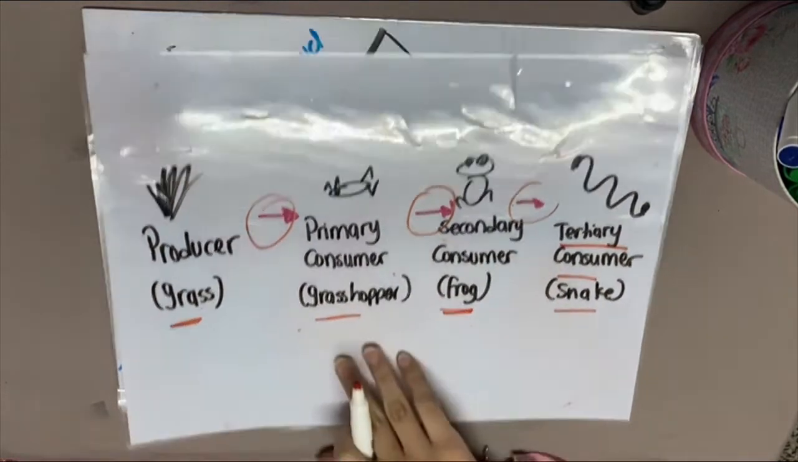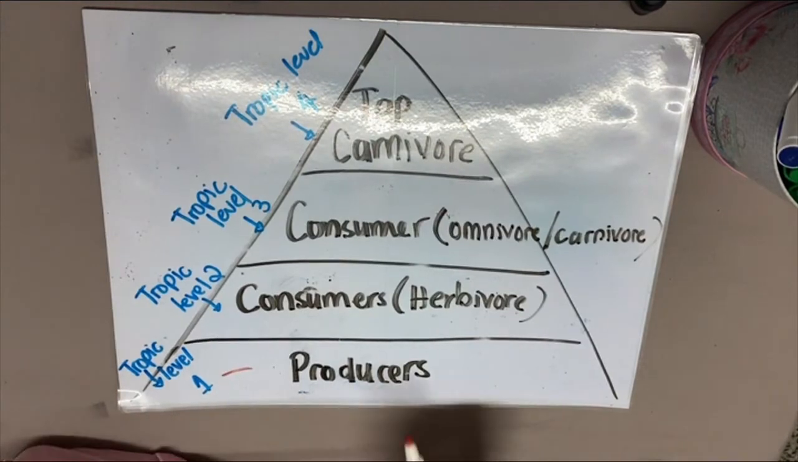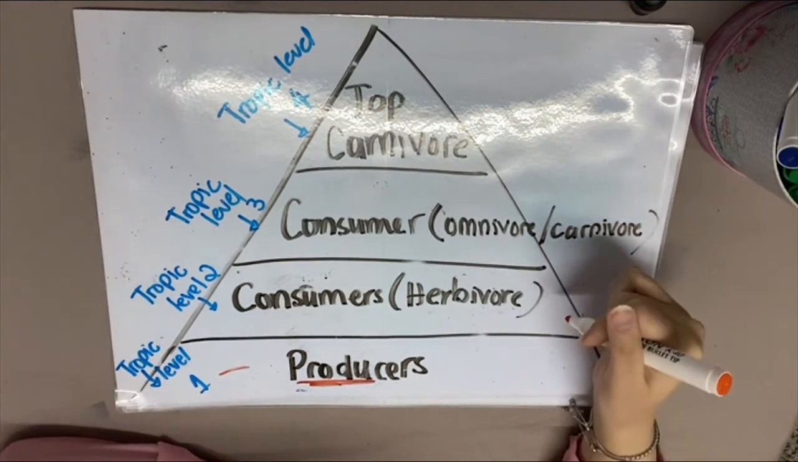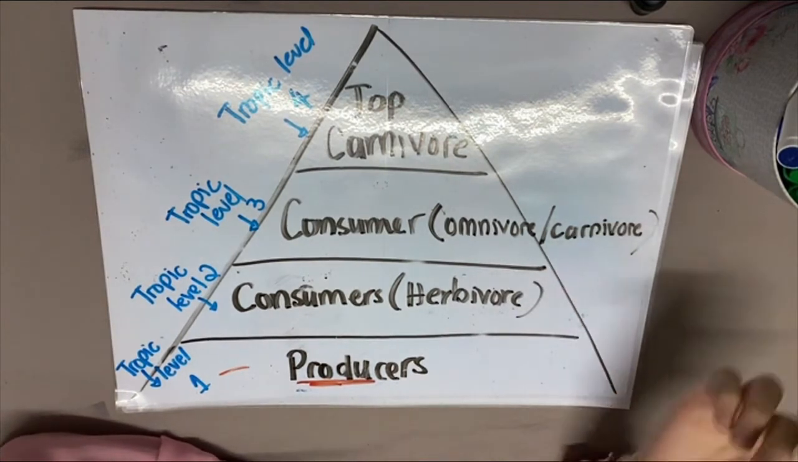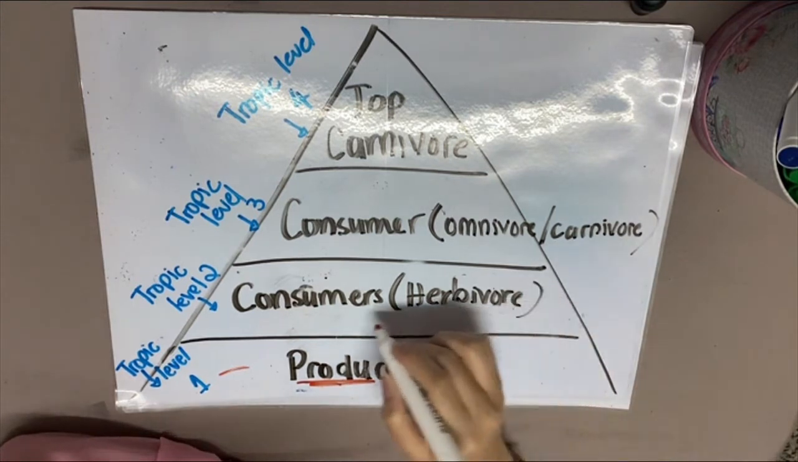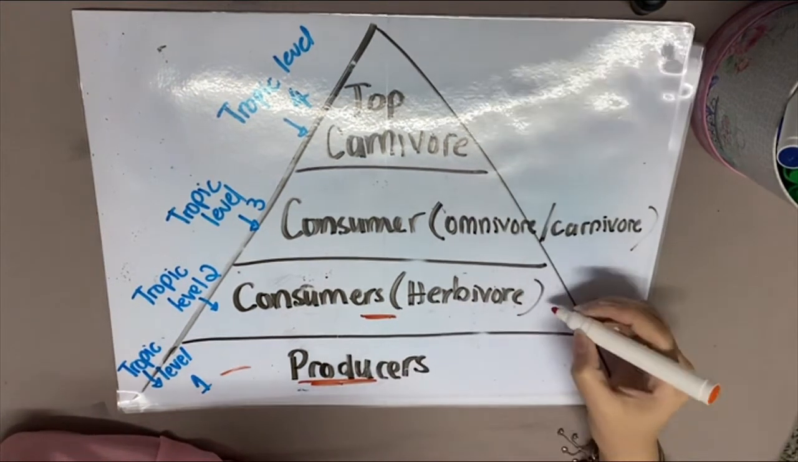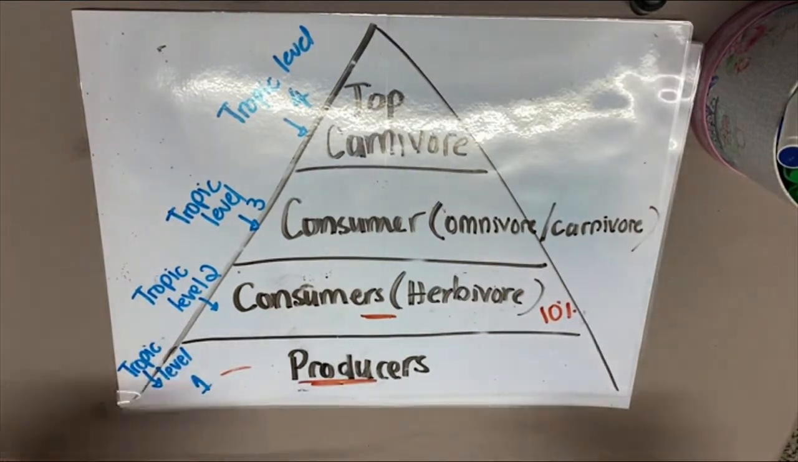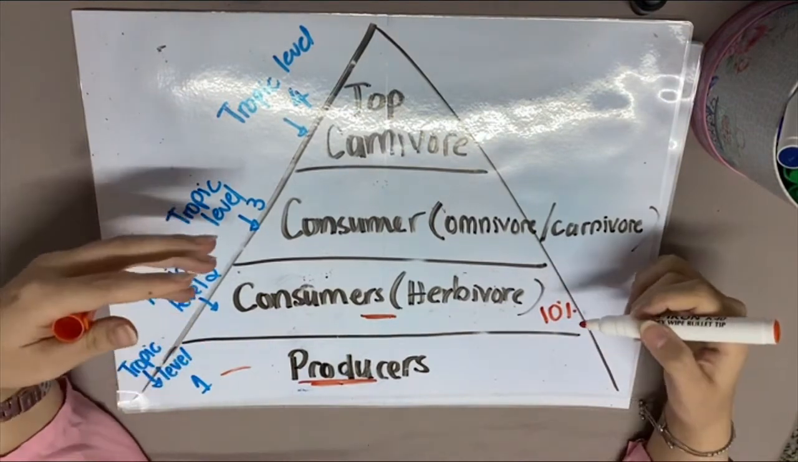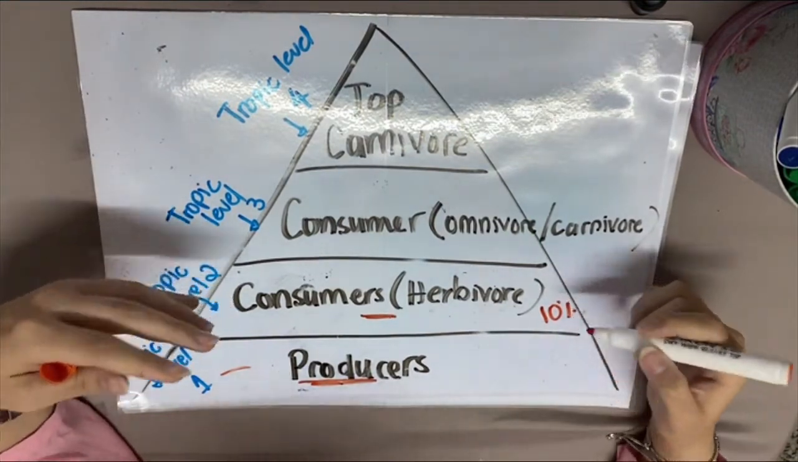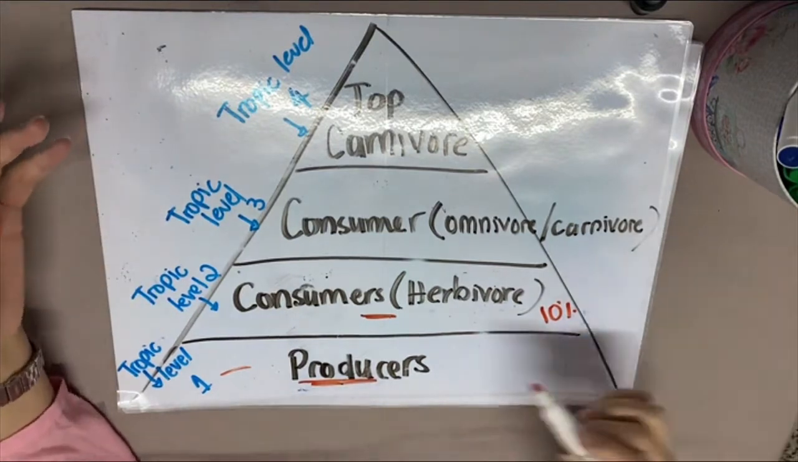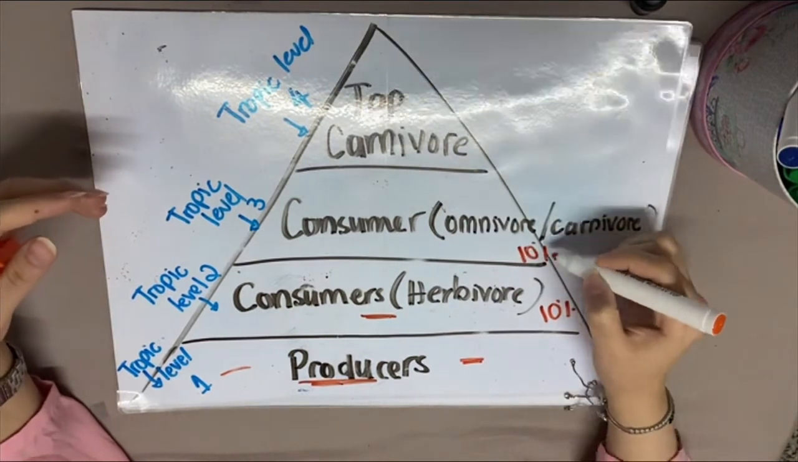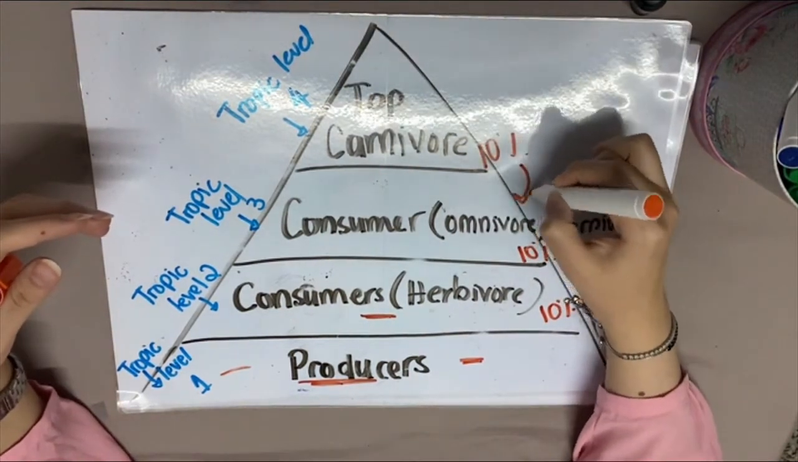The producers are at the base and are in the first trophic level. They actually contain the most energy. What is crazy to think about is that the primary consumers in trophic level 2 can actually only store 10% of the energy from the producers. And it's also 10% here, all from the level before it, okay?